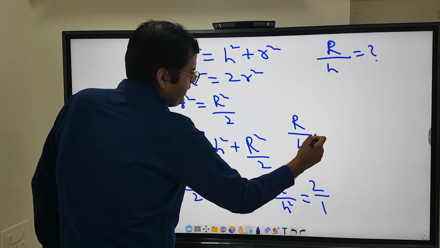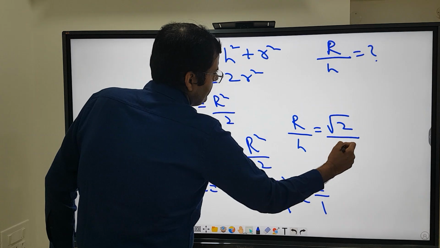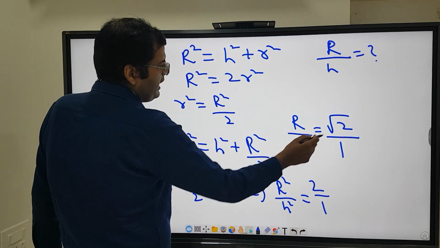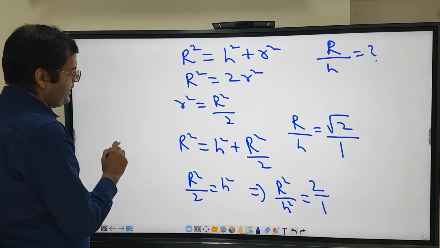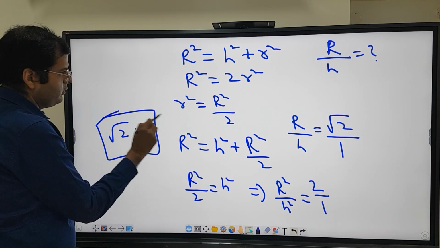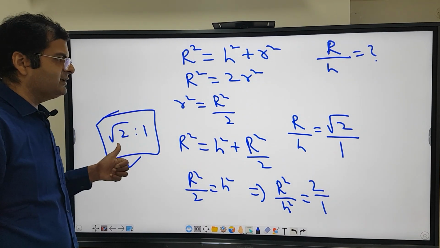So R upon h will be under root 2 upon 1. R and h both are positive, so you just take the positive square roots. So R upon h is root 2 by 1. So the ratio over here will be root 2 is to 1. So root 2 is to 1 is the right answer. That is the ratio.